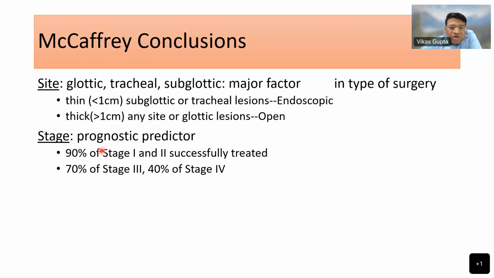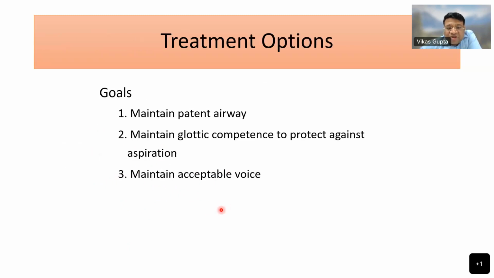He also told that in stage 1 and 2, the places where only a part of the trachea is involved, 90% of patients can be treated successfully. But if the scar tissue is involving the vocal cord, only 40% of patients can be decannulated successfully. So this is the evaluation part. This is the grading, how we grade our patients once we have done the endoscopy.